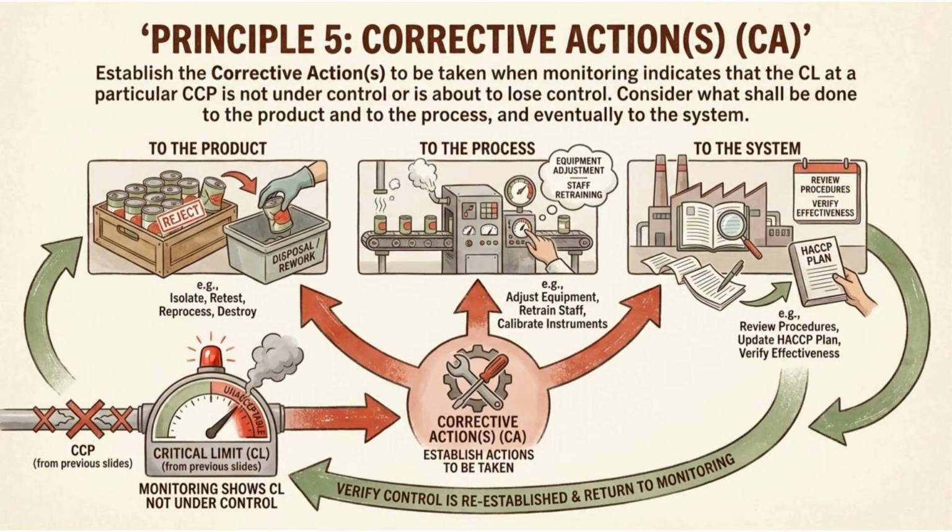Principle 5 is corrective action, or CA. These actions are established to be taken when monitoring indicates a CL is not under control. Corrective actions address the product, the process, and the overall system to re-establish control and return to monitoring.